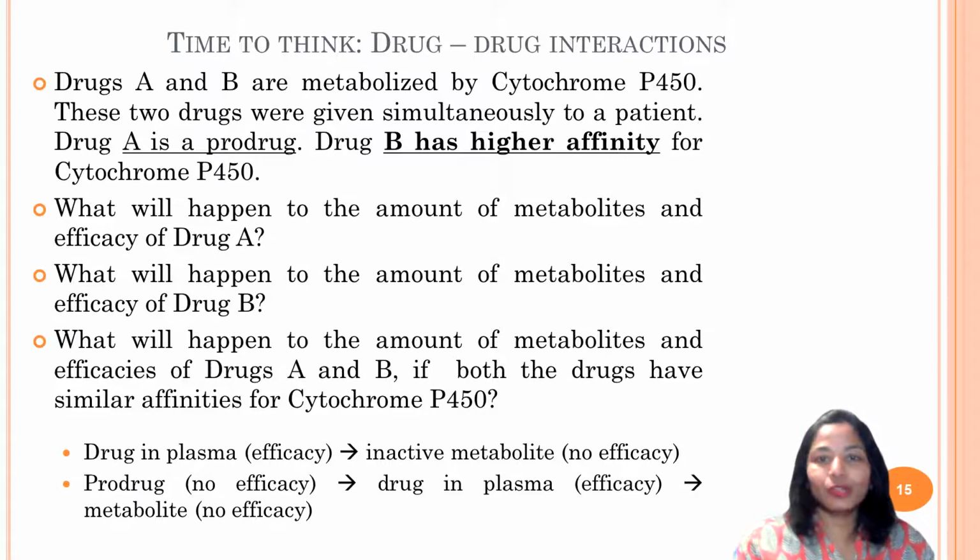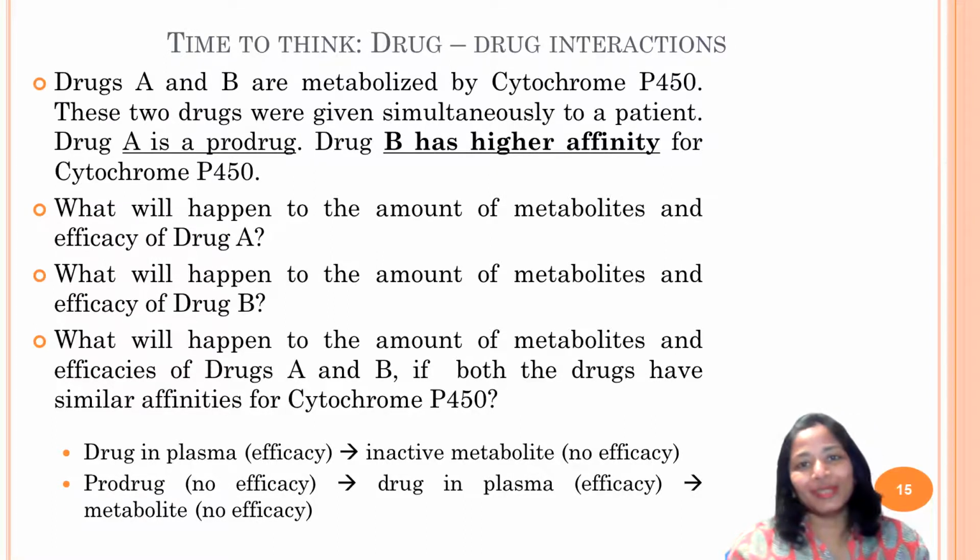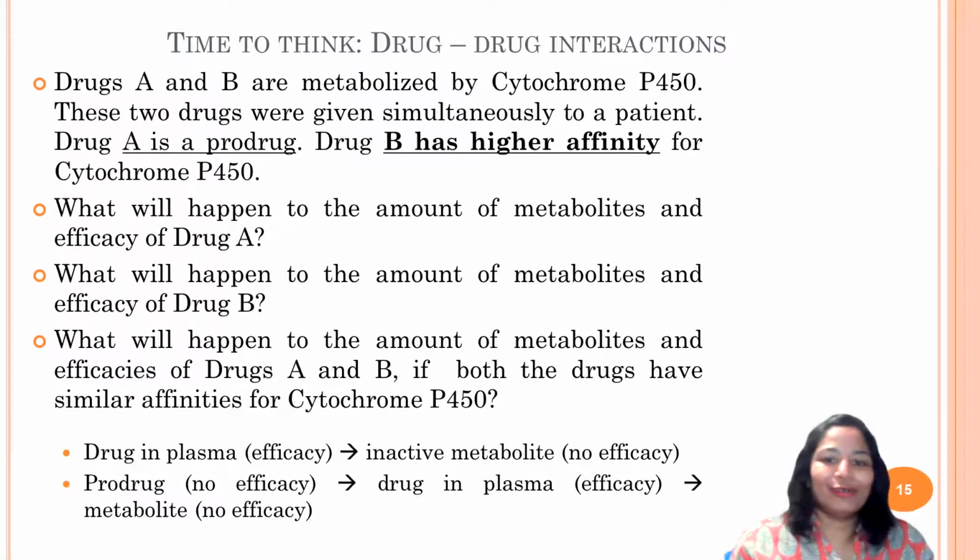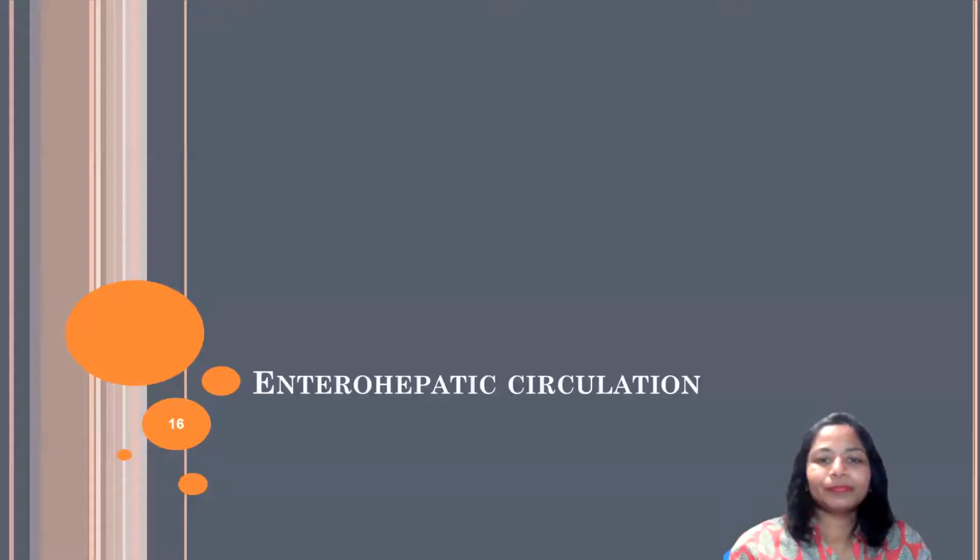However, if we have a prodrug, what is happening is that the prodrug will be converted into the drug, which is the active form of it, to become efficacious. But when it again becomes a metabolite, then there is no efficacy. So that is how the efficacy of the drug would be calculated in these cases. So we need to think along those lines to answer these questions.